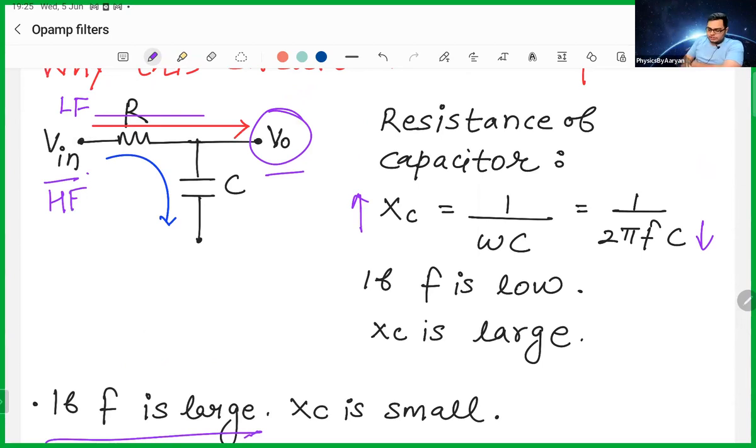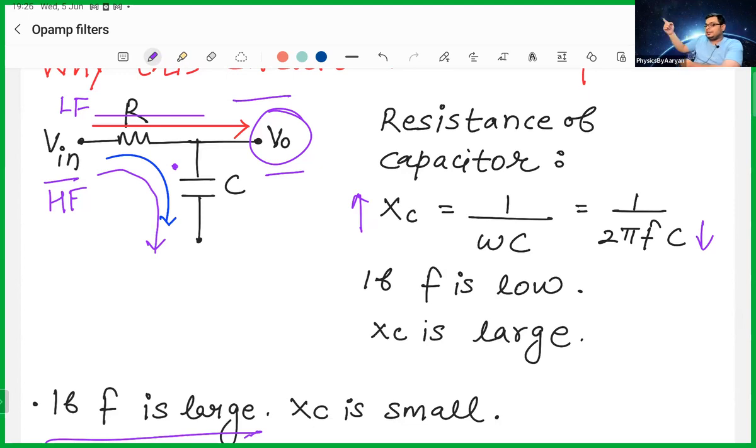This high frequency will reach till here, and then again it will ask the capacitor, can I pass through you? So the capacitor will say yes, come through me. So all the high frequency will pass through the capacitor and very less high frequency will reach the output. So you are not receiving my high frequency because it goes to the capacitor, but you are receiving my low frequency because my low frequency does not go to the capacitor.